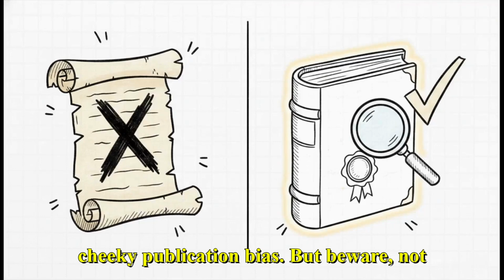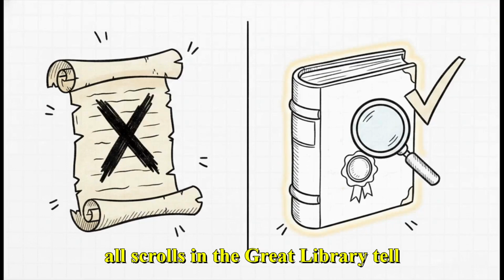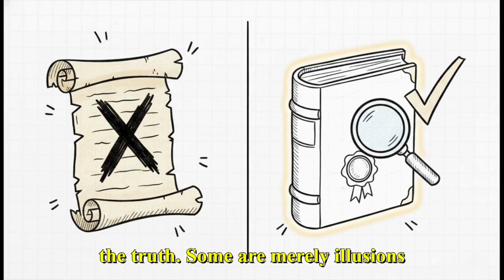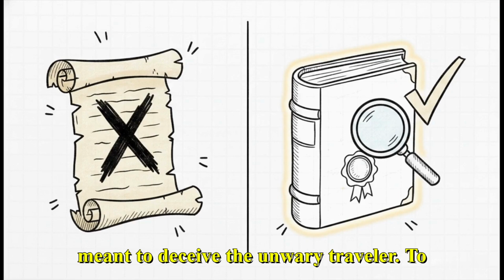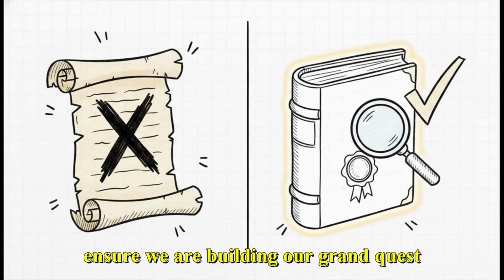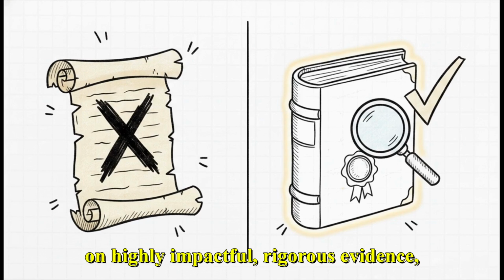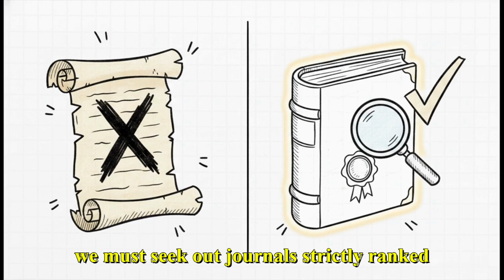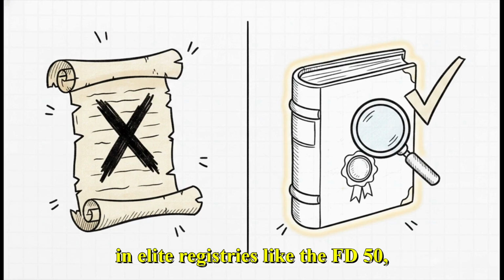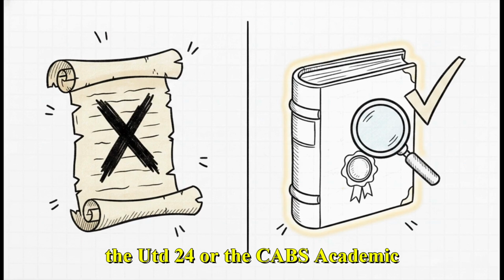But beware, not all scrolls in the Great Library tell the truth. Some are merely illusions meant to deceive the unwary traveler. To ensure we are building our grand quest on highly impactful, rigorous evidence, we must seek out journals strictly ranked in elite registries like the FT50, the UTD24, or the CABS Academic Journal Guide.